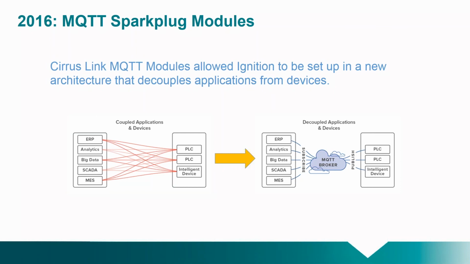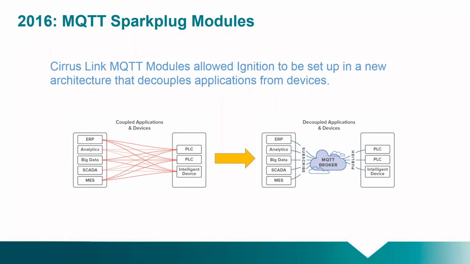So rather than have all these connections in the center, you simplify it by putting a broker right in the middle that's going to act as a traffic cop and essentially allow everything to talk through one place. So you have publishers on the right-hand side, and you have subscribers on the left-hand side. Each one of these publishers sends messages up to this broker, and each one of the subscribers can decide what they want to listen to.